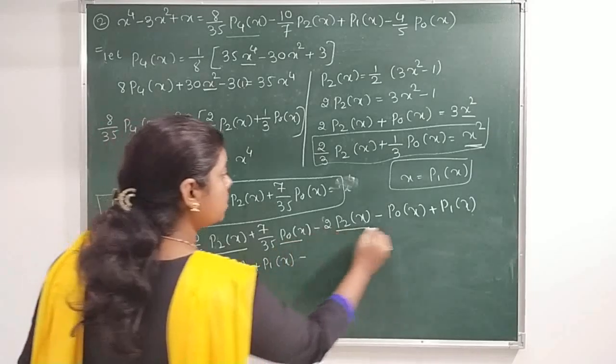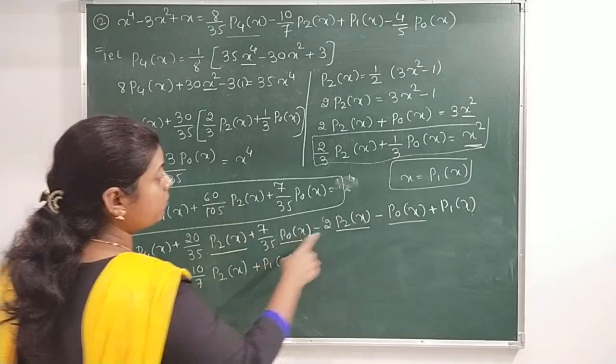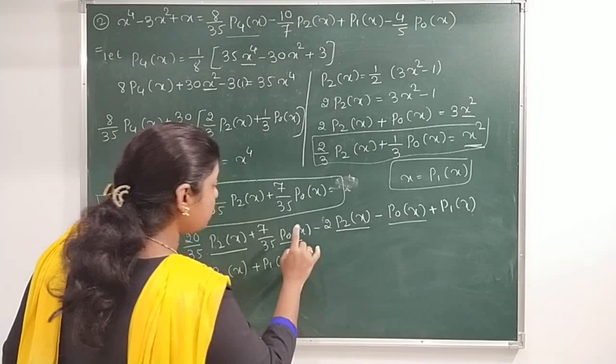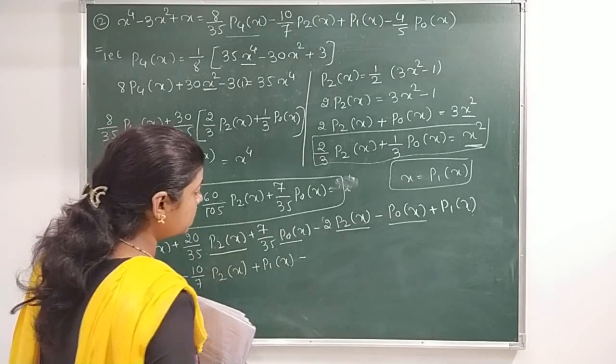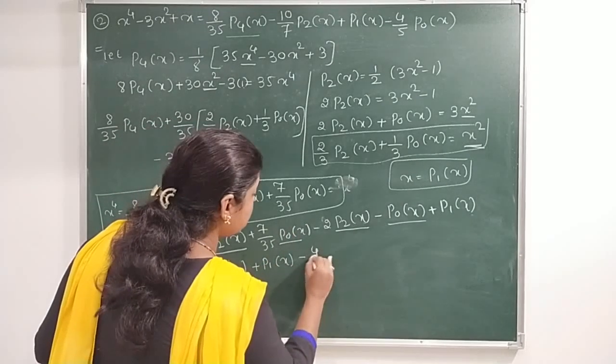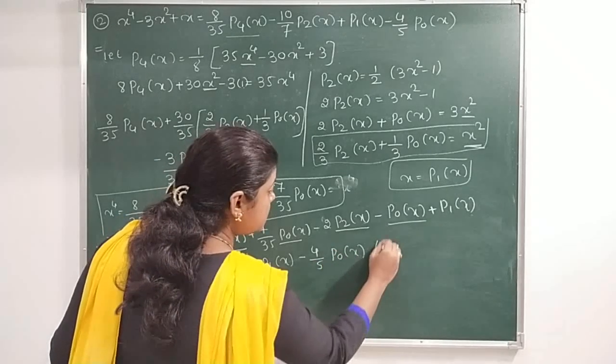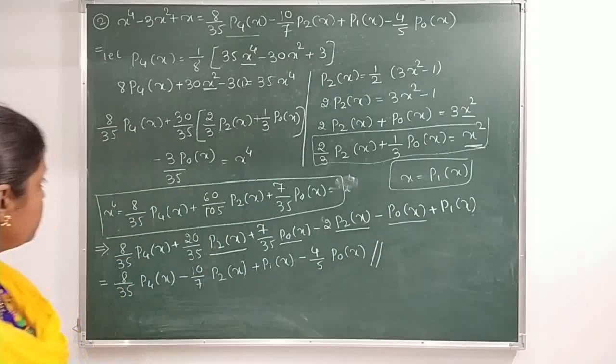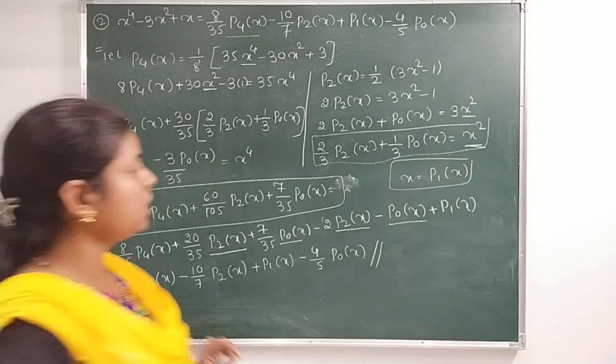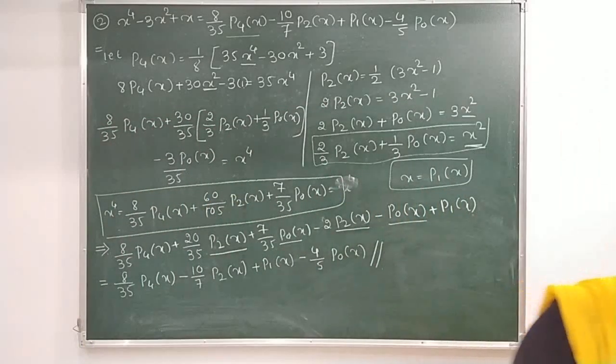Next, P0 term. 7 by 35 minus 1. That becomes 6 divided by 35. That we have to get as 4 by 5 P0 of x. This is our RHS. This we proved with the biquadratic equation. Similarly, you have to do all the examples in terms of algebraic to Legendre polynomial.